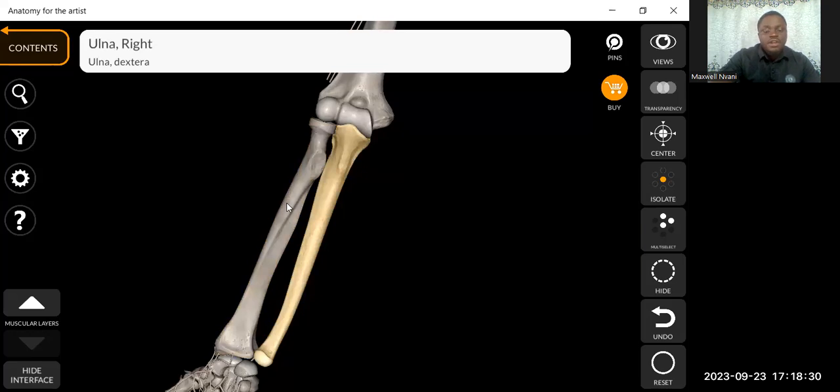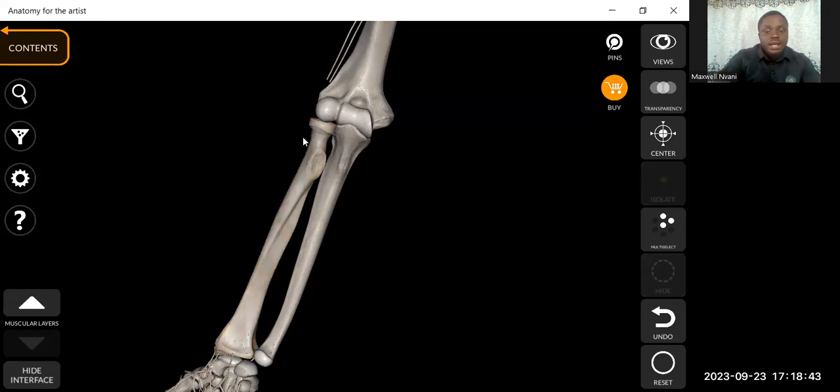If you want to describe the features of this radius, describe it under three headings. It has an upper end, it has a shaft, and it has the lower end. So this is the upper end. Follow my cursor. We have the shaft, and then we have the lower end down here. For the upper end, it has three important features. One, it has the head.